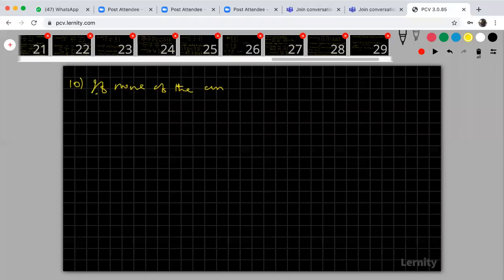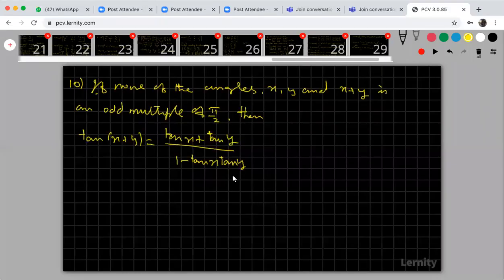Using that, I am going to prove this identity: tan(x + y) = (tan x + tan y) / (1 - tan x tan y). But here, look at the condition: x + y is not an odd multiple of pi by 2. None of the angles x, y, x + y is an odd multiple of pi by 2.